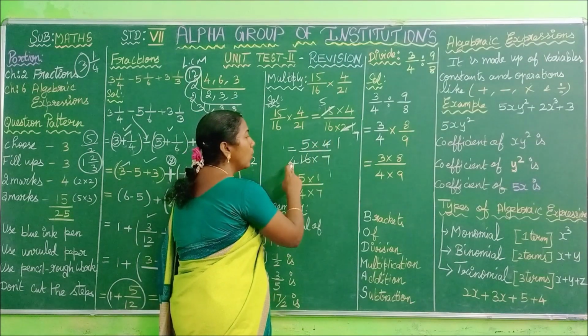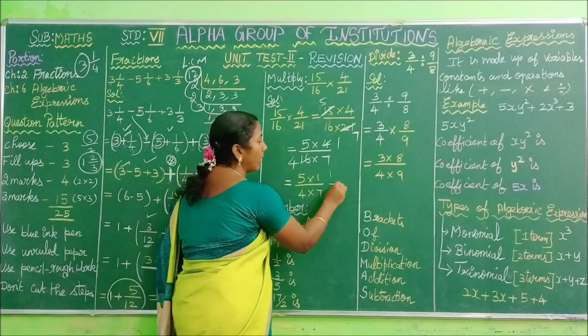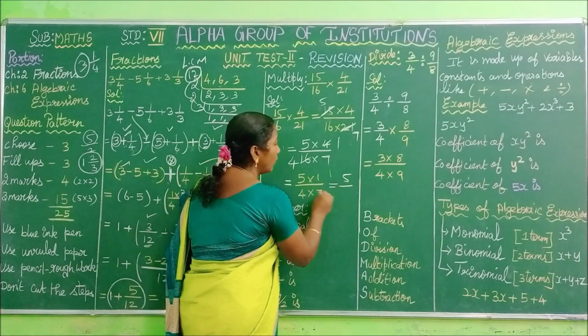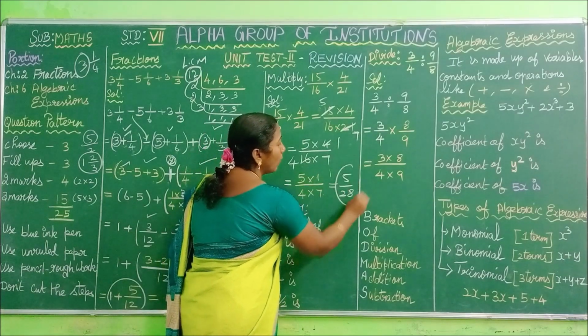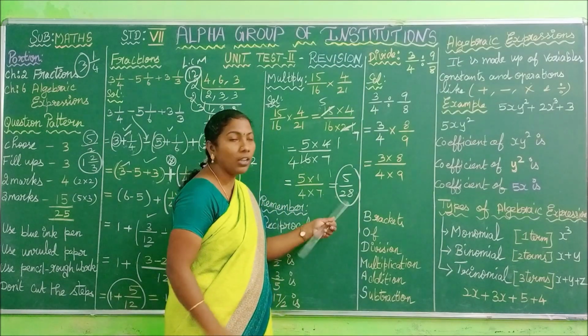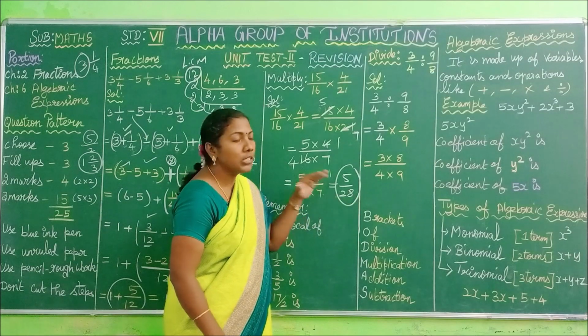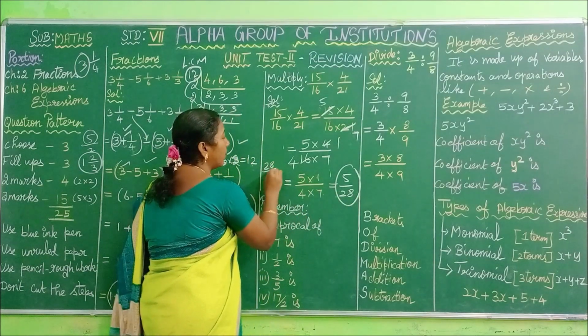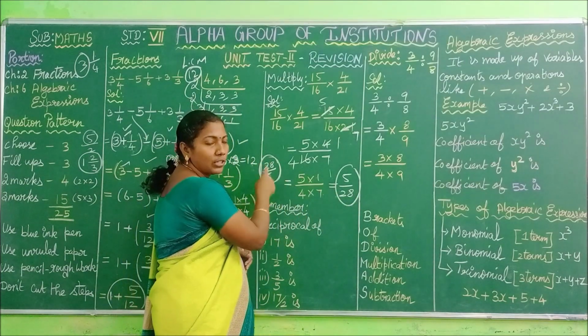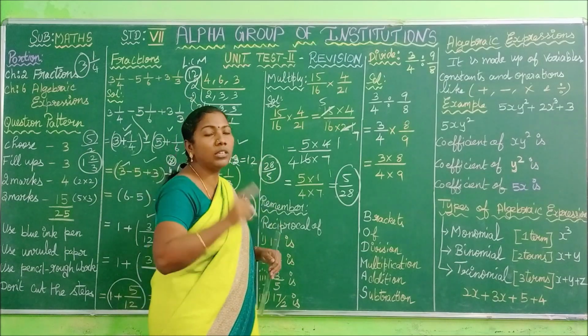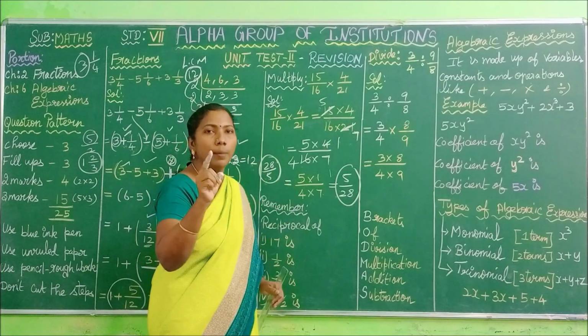So what are the remaining numbers? 5 into 1, 4 into 7. So now multiply 1 5 is 5. 7 4s are 28. See this, what type of fraction is this? Proper fraction. Whenever you get your answer as a proper fraction, you have to stop up to this. Suppose you get the answer like this, 28 by 5, it is improper fraction. So in that case, definitely you have to convert this improper fraction into mixed fraction.